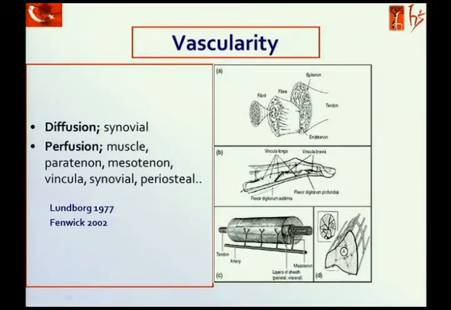The vascularity is the other important point, and the supplementation comes from the synovial tissue and synovial fluid, via perfusion, via muscles, paratenon, mesotenon, vincula, synovial, and periosteal. All the nutrition cells come with the vascularity.